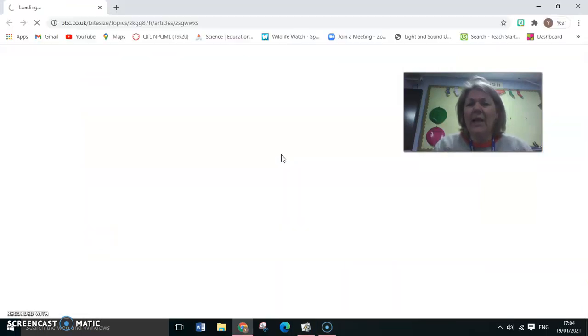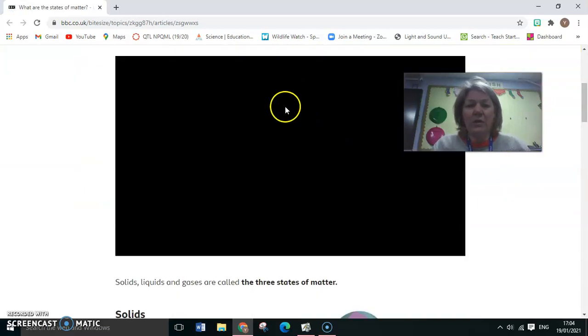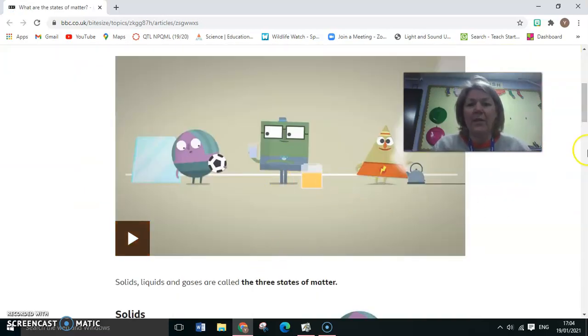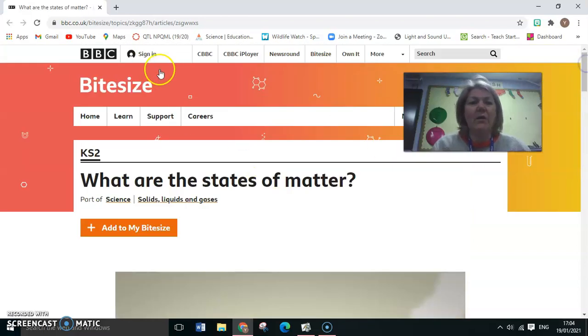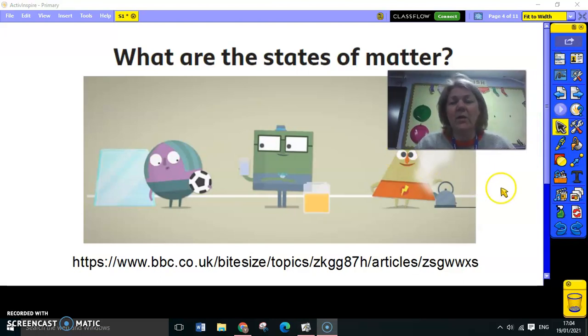You'll find the link in the slides in the Google Drive, and it will take you to the States of Matter page on the BBC Bitesize page, hopefully. I'll just wait for it to load, all right? And then you'll be able to watch the video that's going to come up, and there's some more information underneath for you to have a look at. So what I'd like you to do is go over to the BBC Bitesize clips now. So pause now, pop over to the BBC Bitesize clips, and then come back and we'll have another little look at the different states of matter.